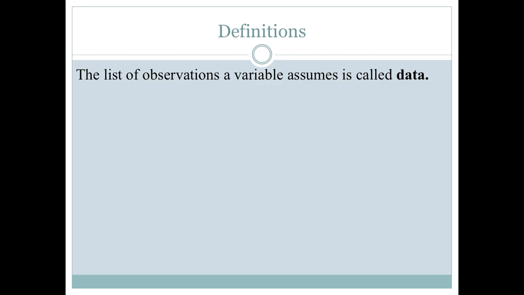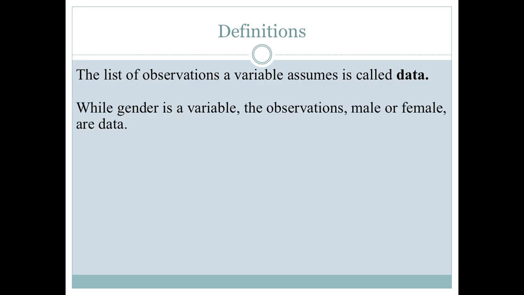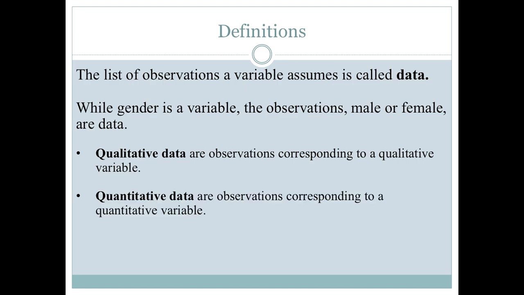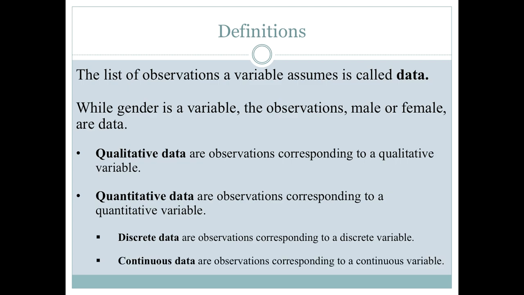Now, the list of observations a variable assumes is called data. While gender is a variable, the actual observations, male or female, are going to be the actual data points. Qualitative data are just observations that correspond with a qualitative variable. Quantitative data are observations that correspond to a quantitative variable. Discrete data are the observations that correspond to a discrete variable, and the same thing with continuous. So this is just additional terminology. If you understand the difference between qualitative, quantitative, discrete, continuous, that's kind of the big key that you need to take away from here.